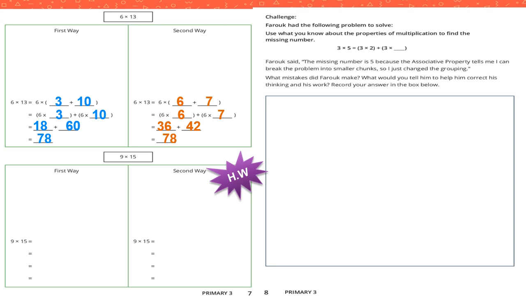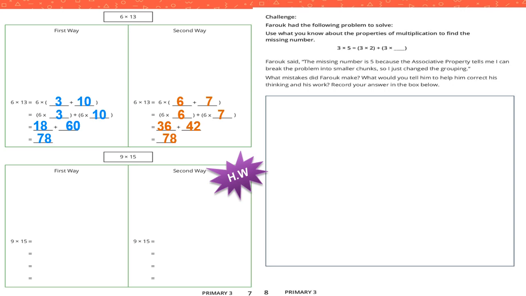No. He is saying that the missing number is 5 because the associative property tells me I can break the problem into smaller chunks. Can I break this 5 in associative property? What mistakes did Farouk make? What would you tell him to help him correct his thinking?